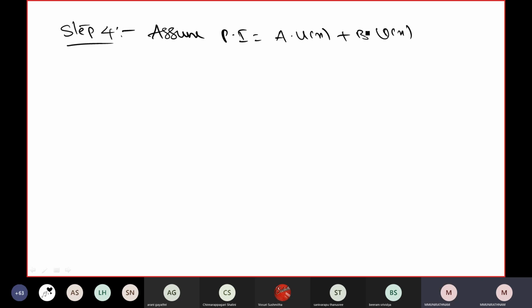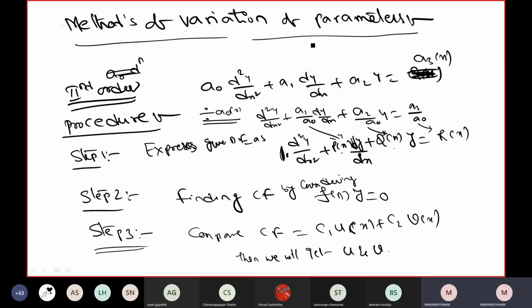So already I told you that we will follow this procedure in that manner. Okay, so how it comes, I have to explain the whole proof again, how it comes. So here I assume PI as A into U of x plus B into V of x, where U and V are the ones we got here.